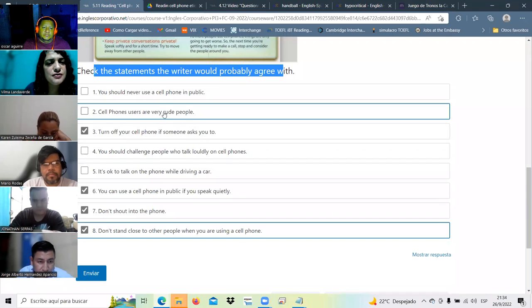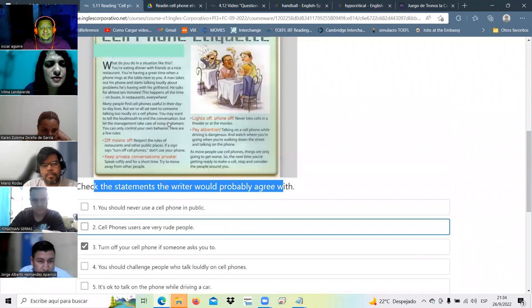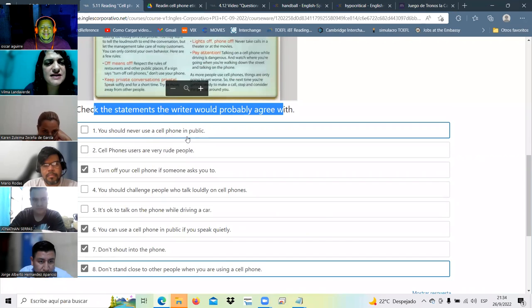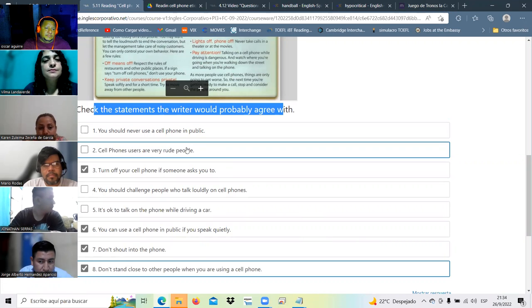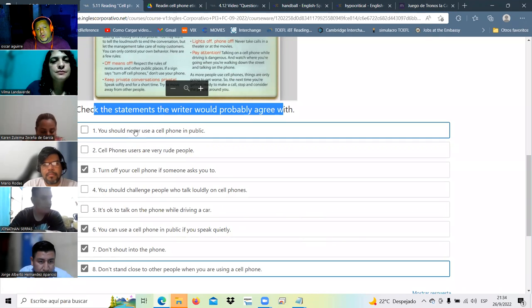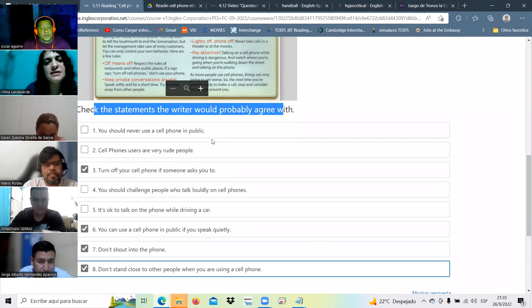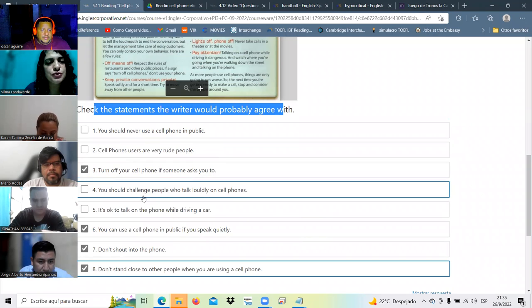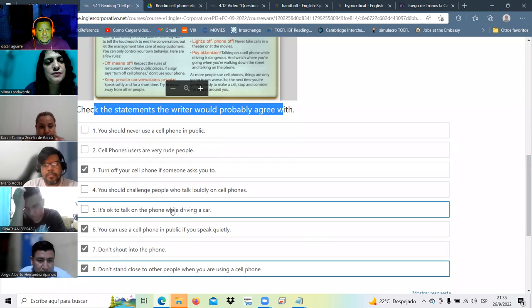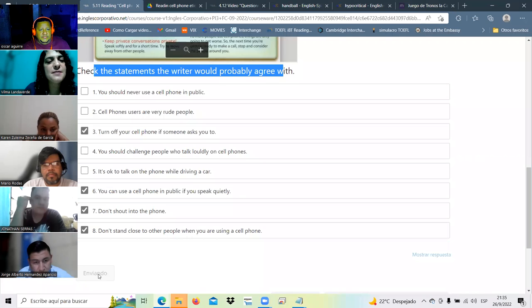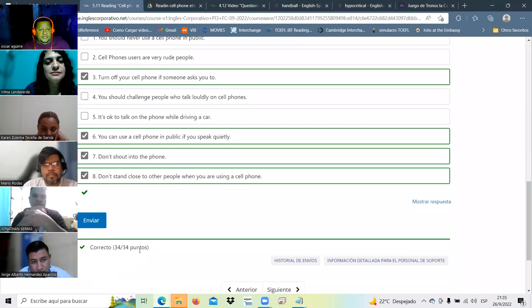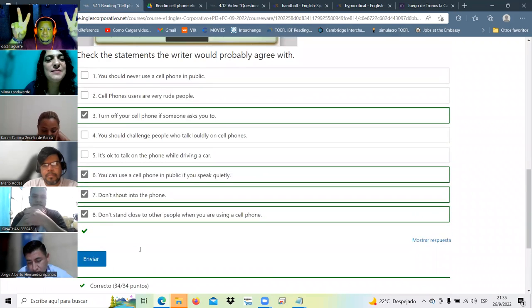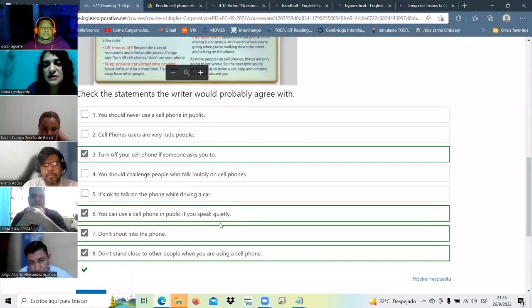Cell phones are very rude people. No, that's another. You should never use a cell phone in public. Do you think it's another option? Maybe. No. Esta no. Turn off the cell phone if someone asks you to. You should challenge people. It's okay to talk with the phone while driving. Solo esta sería. Vamos a ver. Ahí estamos. Ahora right. Así solamente de lento. Si gusta tomarle la captura de pantalla, just in case.